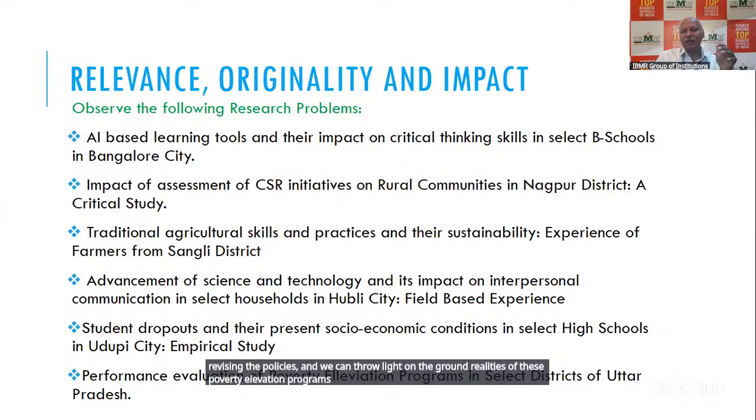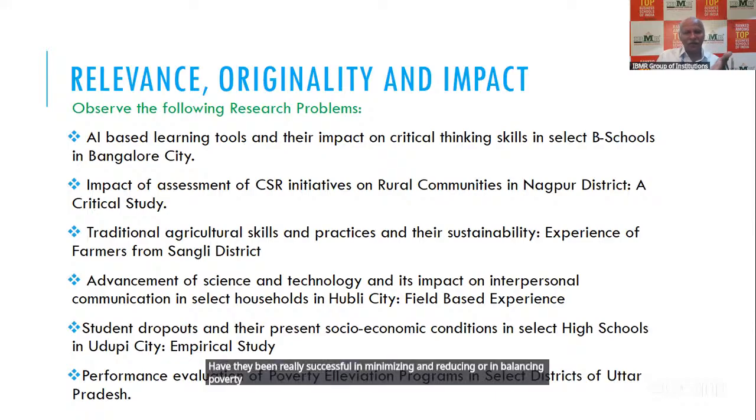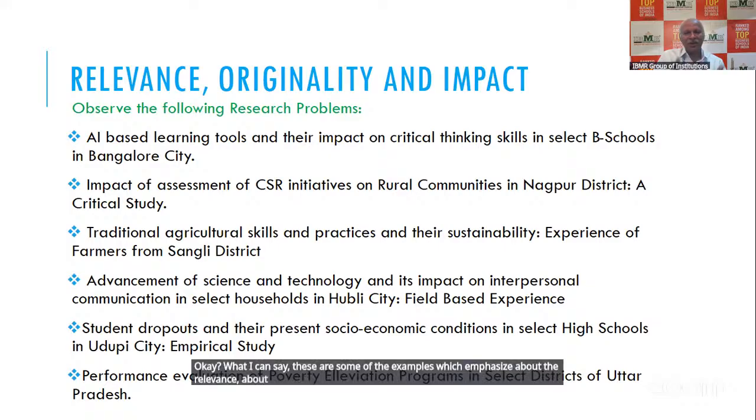Have they been really successful in minimizing, in reducing, or in balancing poverty? Or because of this poverty alleviation program, has poverty further increased? What is happening actually? That could certainly help. These are some of the examples which emphasize the relevance and the originality. Still, we can make more originality and impact.